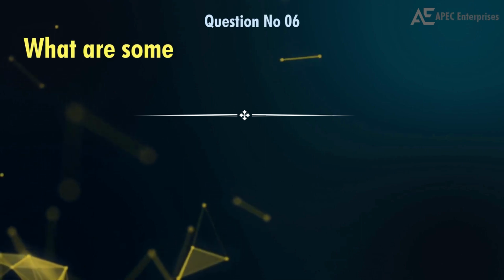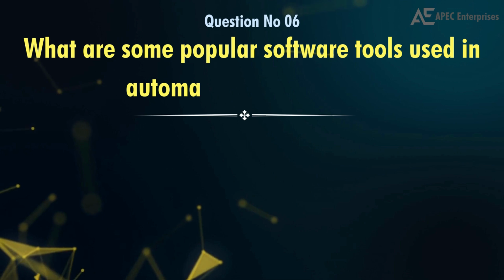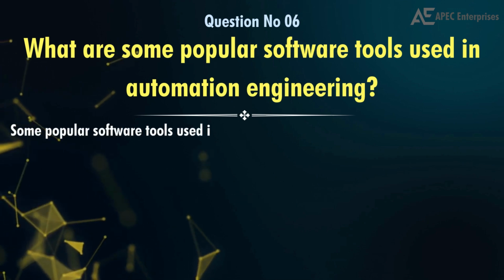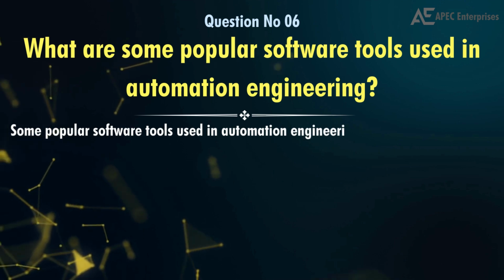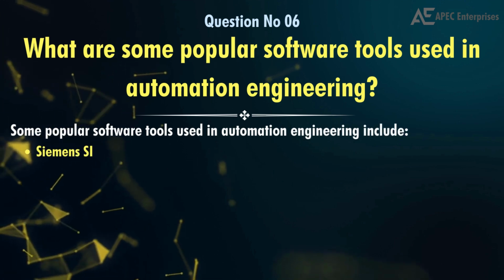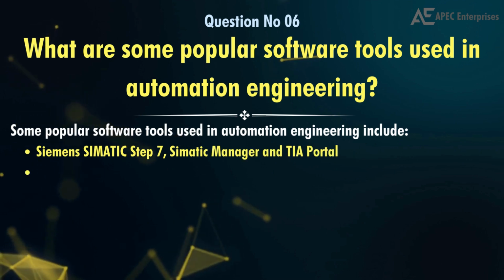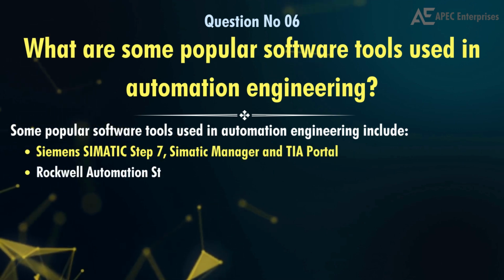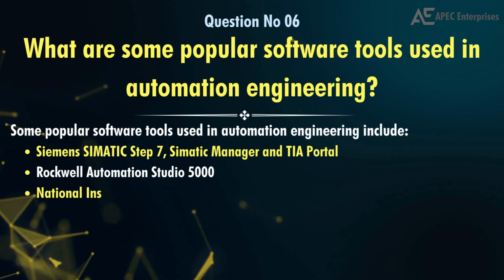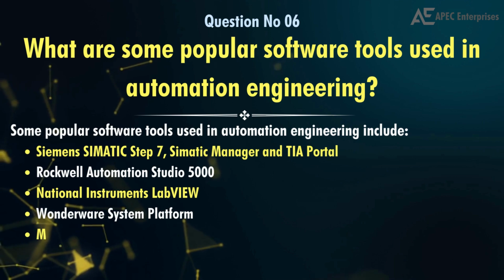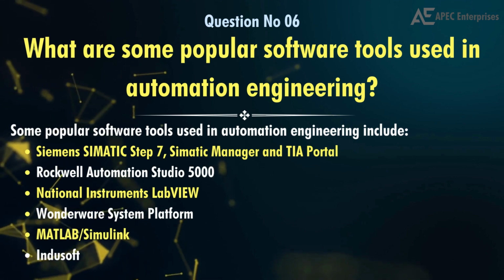What are some popular software tools used in automation engineering? Some popular software tools used in automation engineering include Siemens SIMATIC STEP 7, SIMATIC Manager and TIA Portal, Rockwell Automation Studio 5000, National Instruments LabVIEW, Wonderware System Platform, MATLAB, Simulink, InduSoft Web Studio.